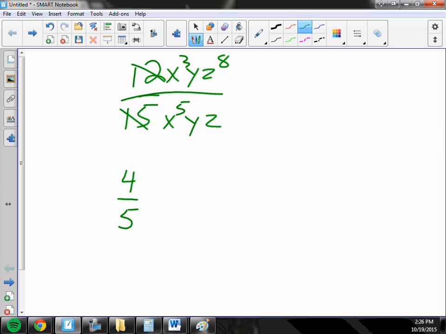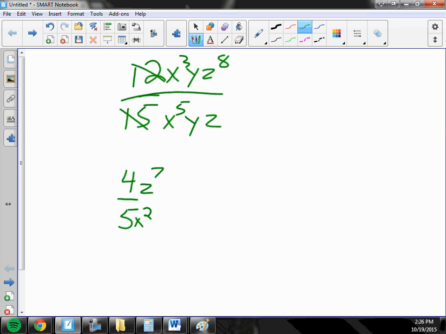If I were to line up 3 x's on top and 5 x's on bottom and start crossing them off, how many would be left? 2 in the denominator. So, x squared down here. Okay? The y's just cancel and they're gone. And the z's, there would be z to the 7th on top. That makes sense, right? So that'll take you all the way through number 6.